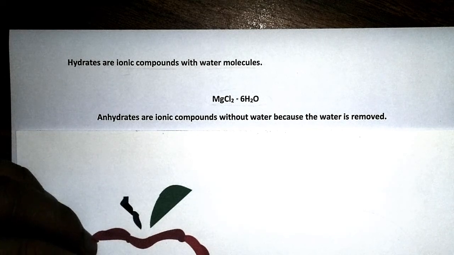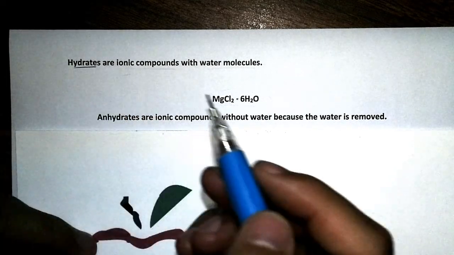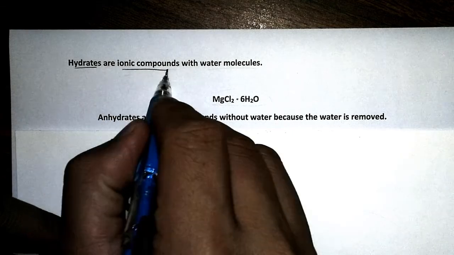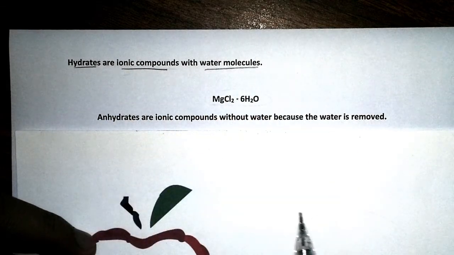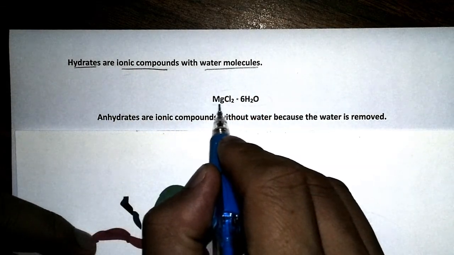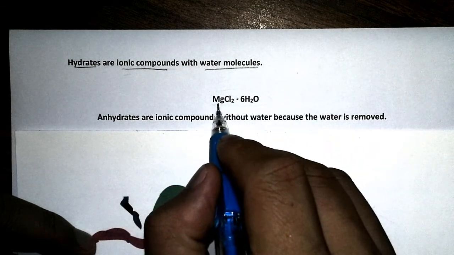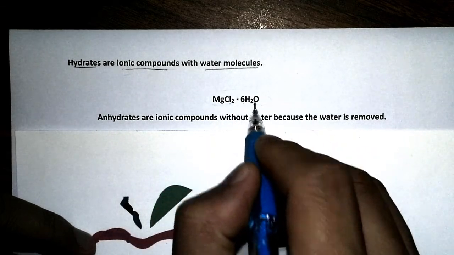In this video, we are going to learn about hydrates. Hydrates are basically ionic compounds with water molecules. Here I have a chemical formula of a hydrate. In this case, it is magnesium chloride hexahydrate.